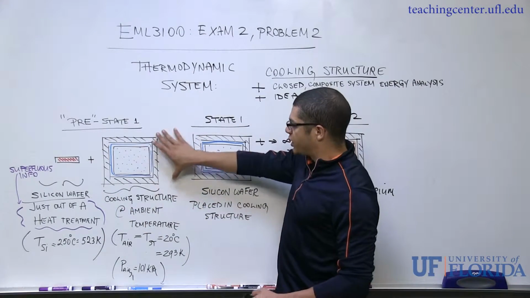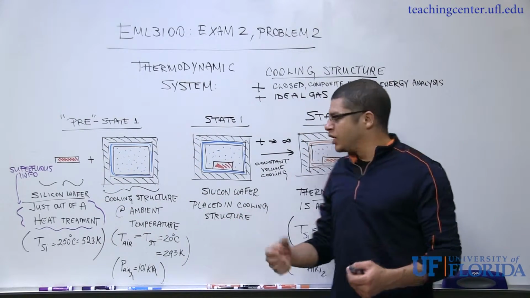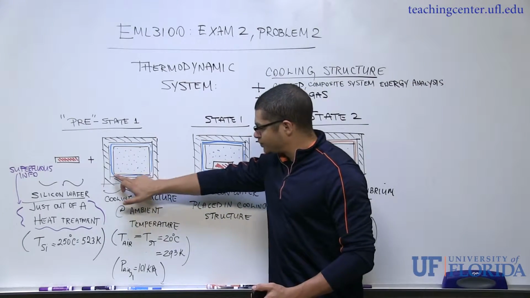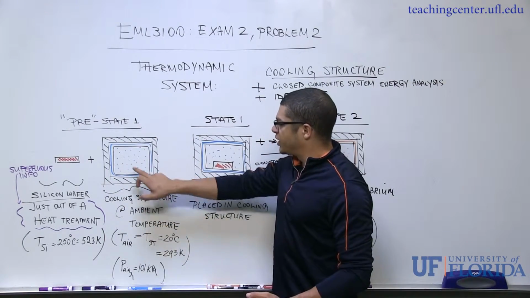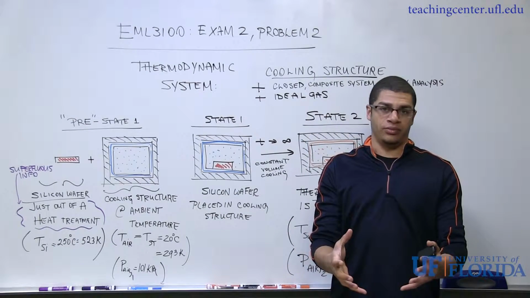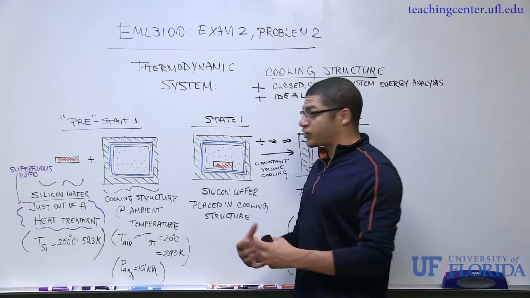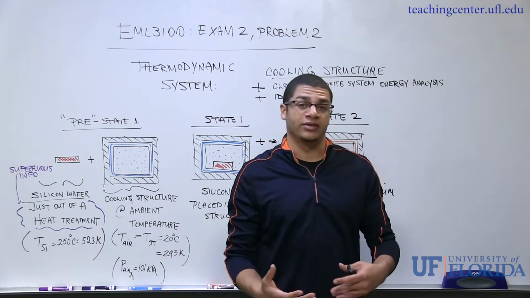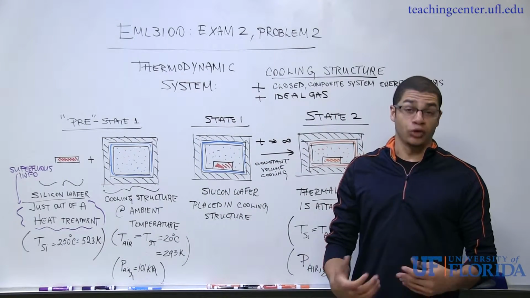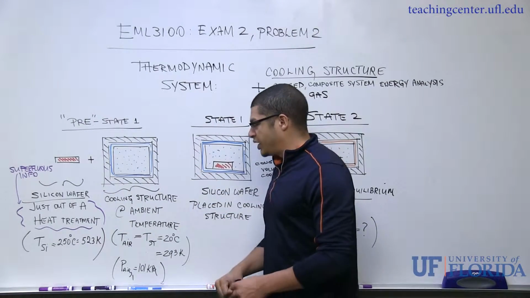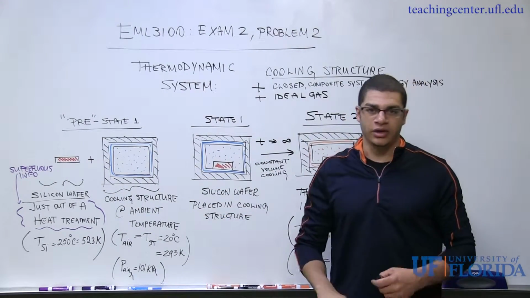Separate from the wafer, there exists a cooling structure, which is essentially made from steel, steel structure in blue right here, and then I've indicated that it includes air inside. So both are listed in the problem statement. It also says that this structure does not interact with the surroundings thermally, so I've schematically drawn some insulation around it, and we'll include this in an assumption list later on.